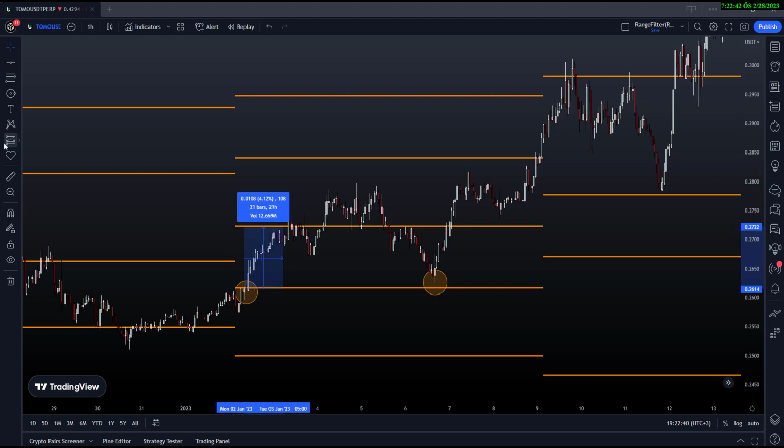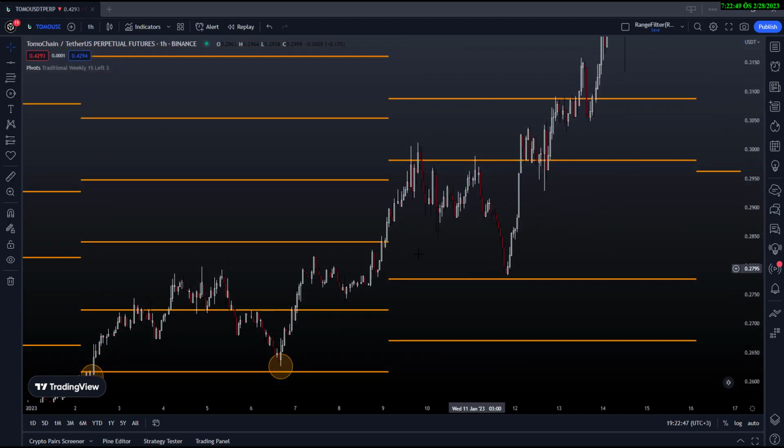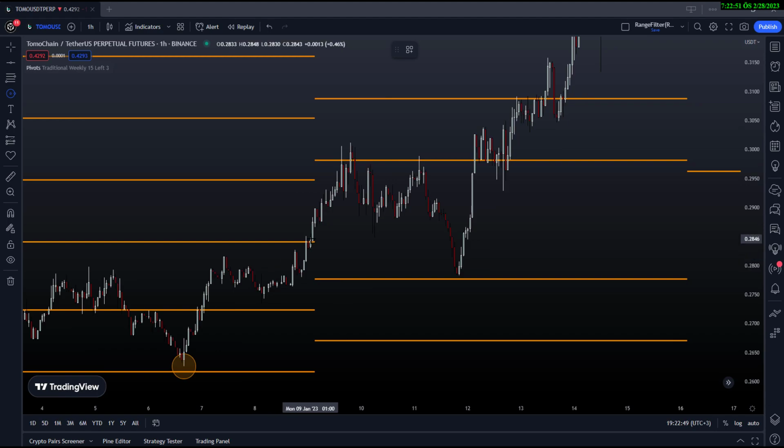You select two zones between prices. This way, you can predict whether the price will go up or down. However, it is quite difficult to find the alarm versions of this system on TradingView.